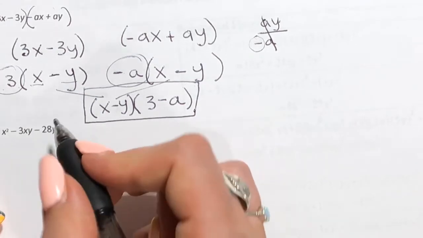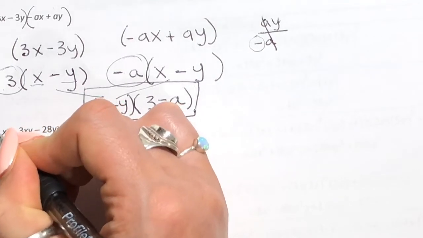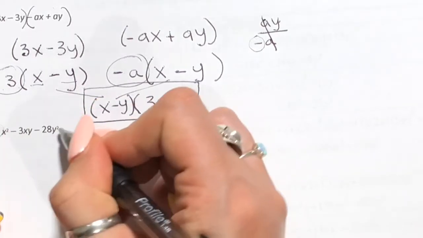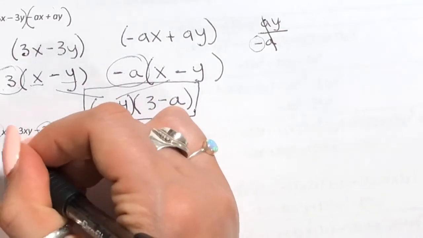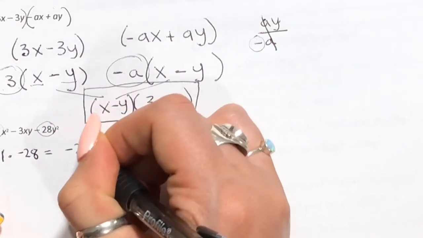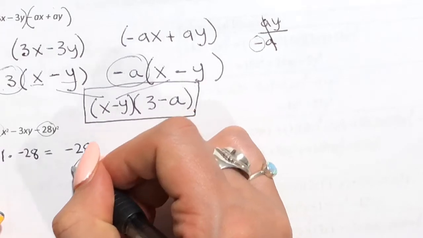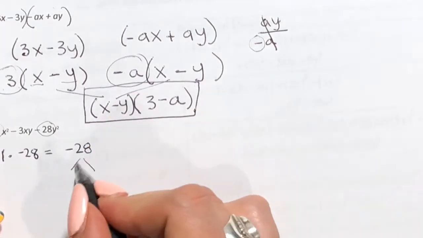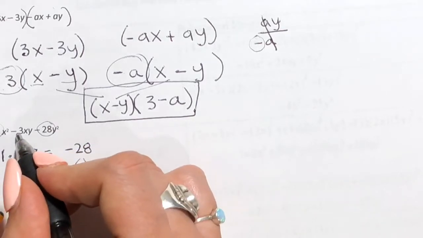So step 2 was to take your leading coefficient, which if it's not written is a 1, and you're going to times it by the last number. So if I do 1 times negative 28, I just get negative 28. And then you're going to think of what are 2 numbers that multiply to be negative 28 but add to be negative 3.